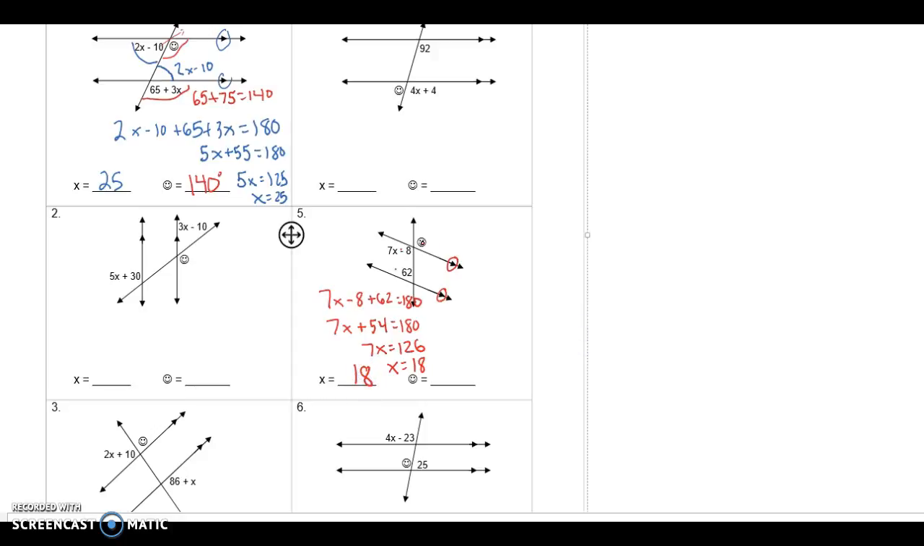I want to find the smiley face angle. The best thing for me to do then is plug into the vertical angle right here. Once I do that, that makes things a little bit easier. All right, so I know that 7x equals 126. I know that from this part right here. So when I solve for this angle, I'm going to get 118 degrees, and the smiley face is vertical to that, so that's also 118 degrees.